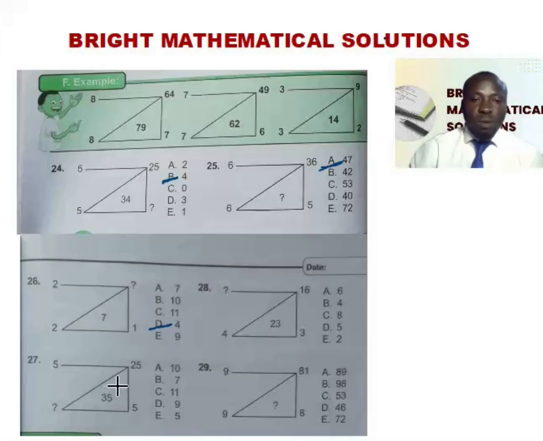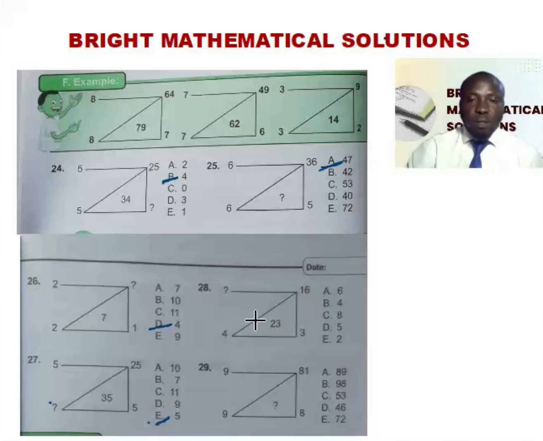So to the next one, we have 5. If you divide it by this, 25, it will give us 5. So our answer here is 5. Let us check from the other side. 5 plus 25, that is 30. You subtract 30 from 35, that gives us 5. So 5 is our answer.